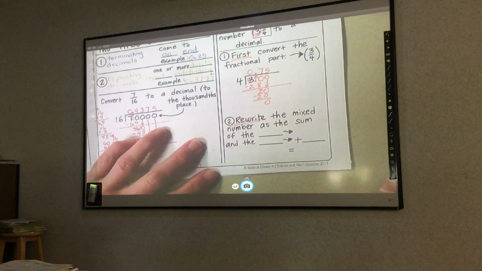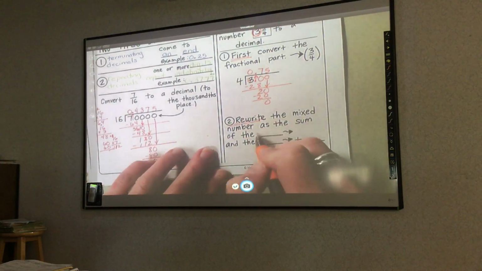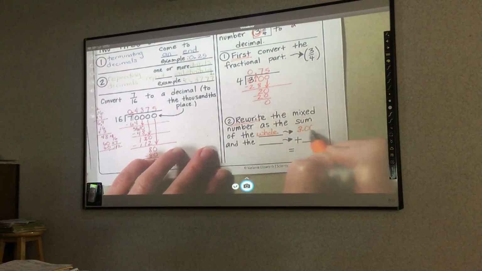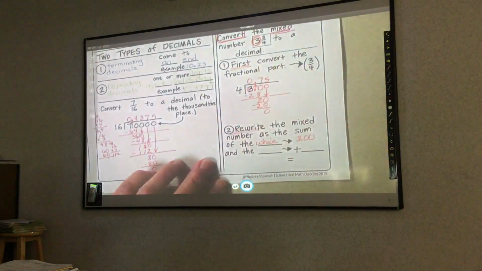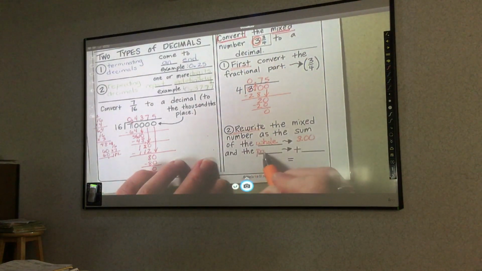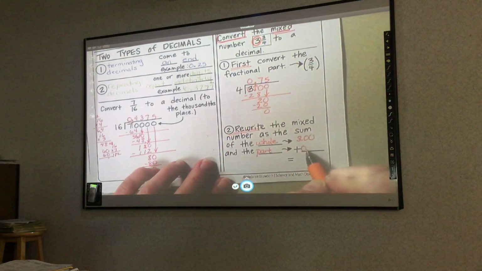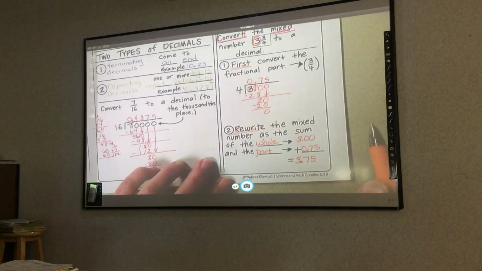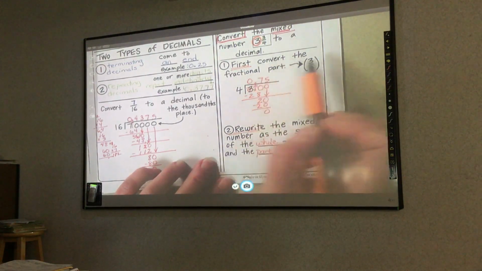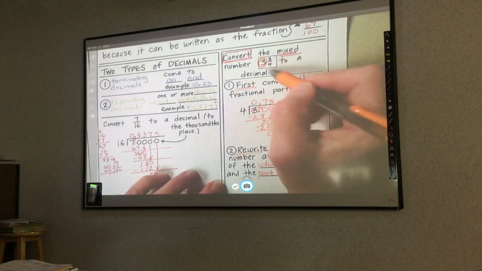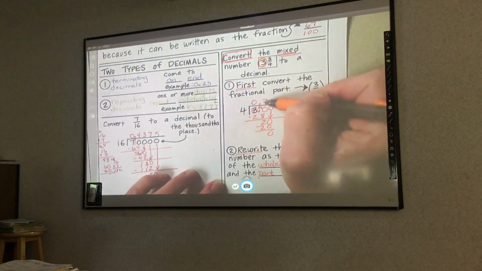Then it tells us to rewrite the mixed number as the sum of the whole, which is the 3.00, because that's what I circled up here. And the part, which was what we just found out as the decimal, is 0.75. So we combine them, and it's 3.75. That is your final answer. So what you do is you just take out the whole number, change the mixed number part to a decimal, and then you attach the whole number back to it.